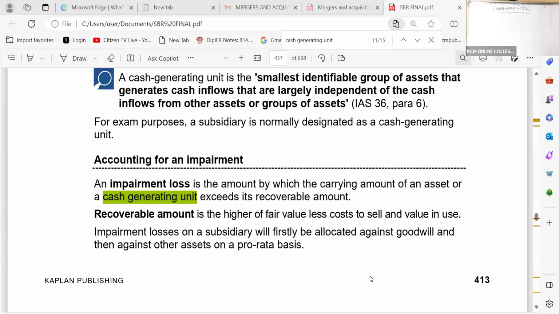Today we are looking at what we call a cash generating unit, which is basically a group of assets that are able to generate their cash flows independently. If you're writing down, a cash generating unit is the smallest identifiable group of assets that generates cash flows that are largely independent of the cash inflows from other assets or a group of what here? Groups of assets here.